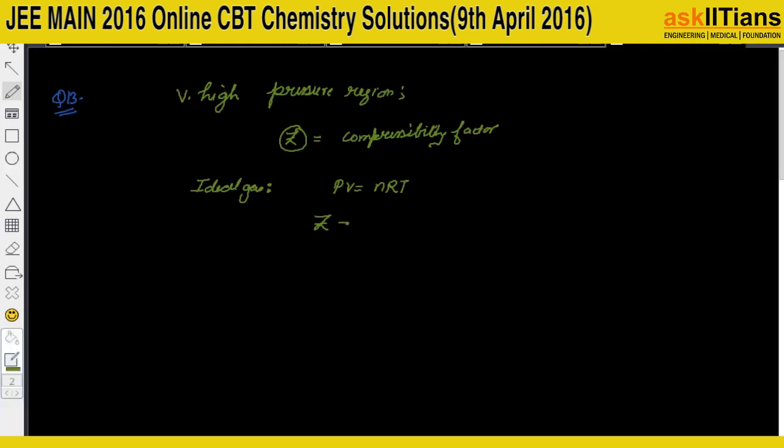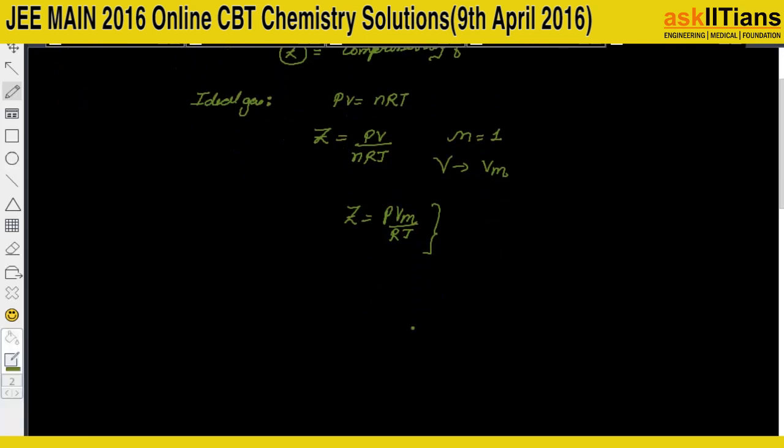So we can say that Z is nothing but PV divided by nRT. And if I take n is equal to 1, the volume will become equal to Vm, the molar volume. So I can say Z is equal to PVm over RT. So this is the compressibility factor for an ideal gas.